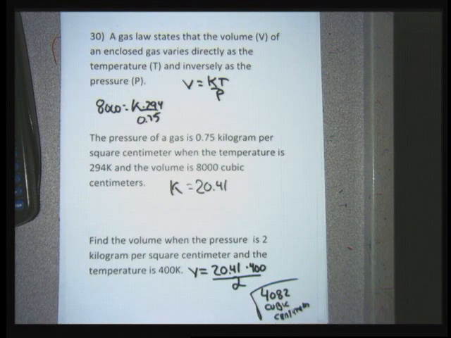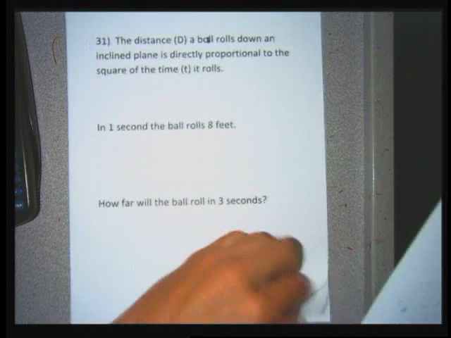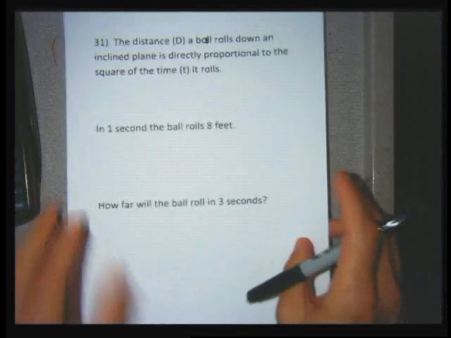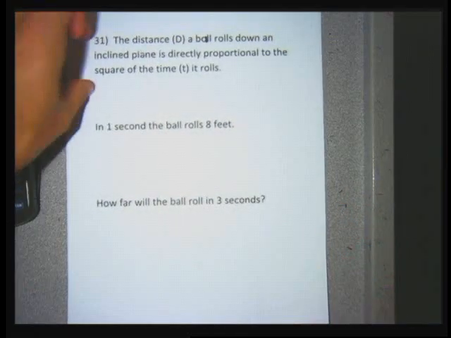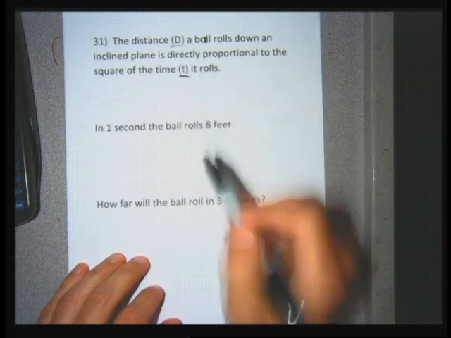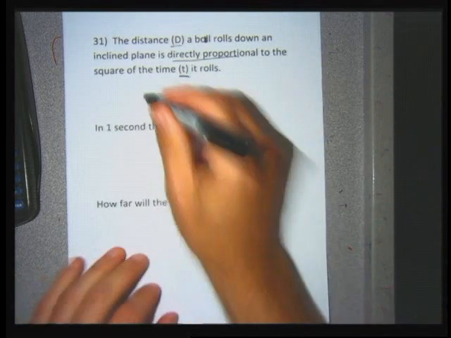All right, getting to the end of this section. Just a few more problems, and very few, I think. So 31 says the distance a ball rolls down an inclined plane is directly proportional to the square of the time that it rolls. So first sentence, get an equation with a K. The letters I need are D and T. It's directly proportional, so I just need a K after the equal sign.